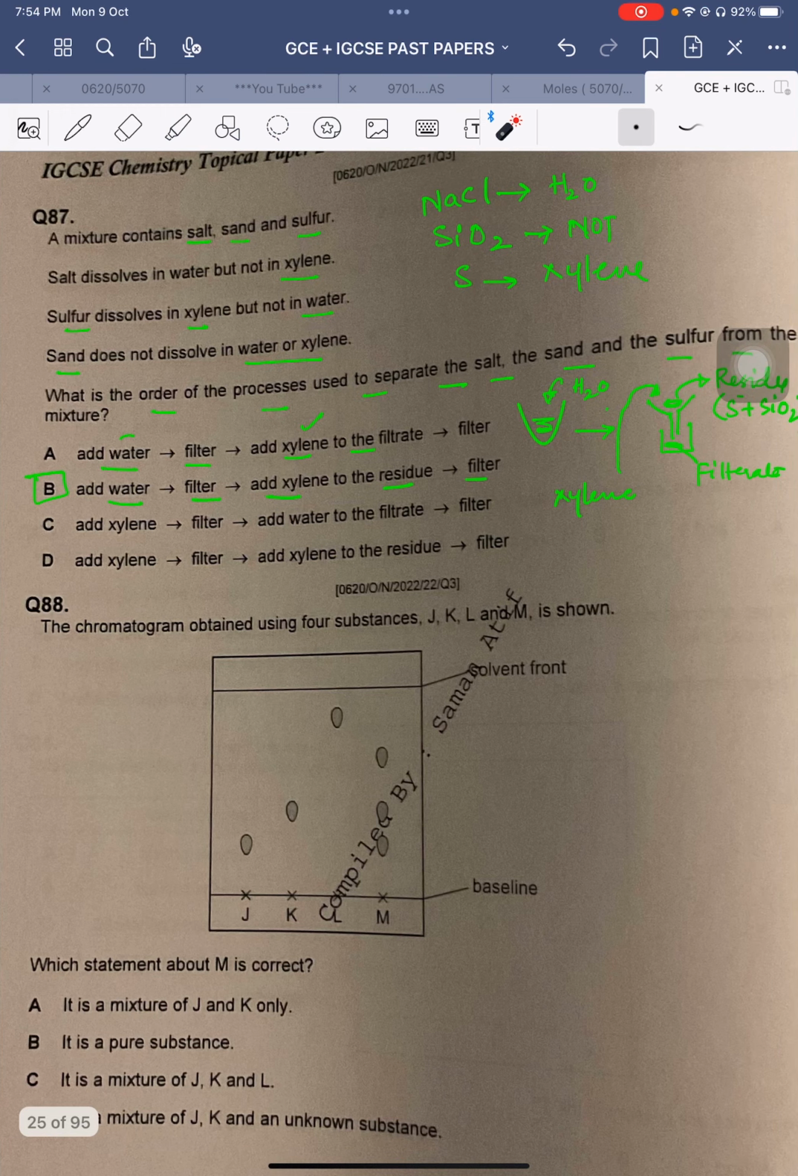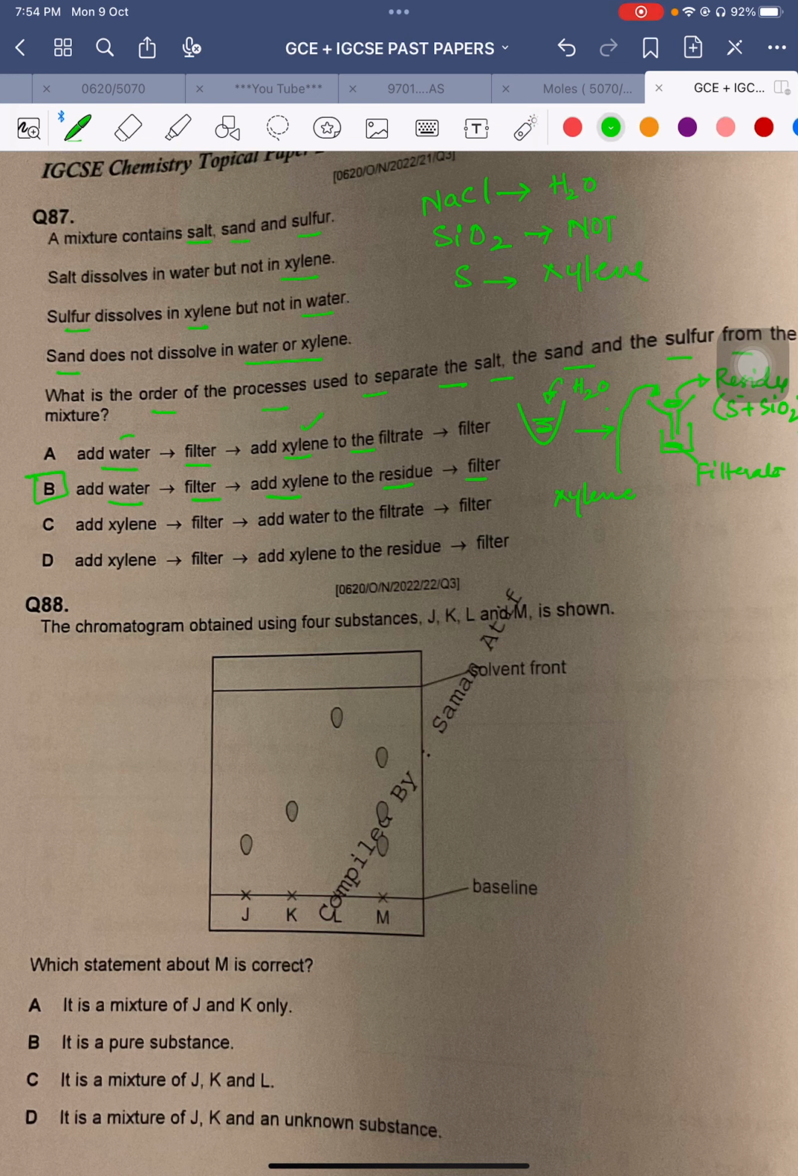Okay, so that's why B is the right option. Then the chromatogram obtained using four substances J, K, L, M is shown. Which statement about M is correct?